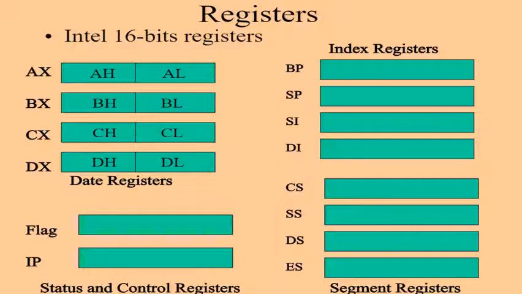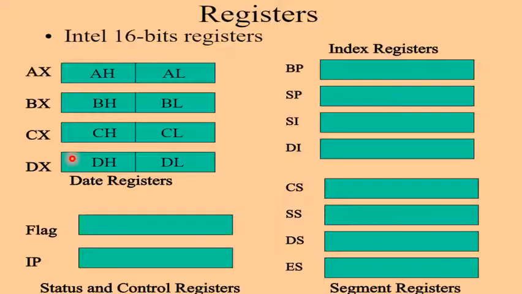These registers can be grouped into 4 categories as general purpose registers, segment registers, index, base and index registers, and status control registers. Let us discuss these registers one by one. Let us start our discussion with the general purpose data registers.